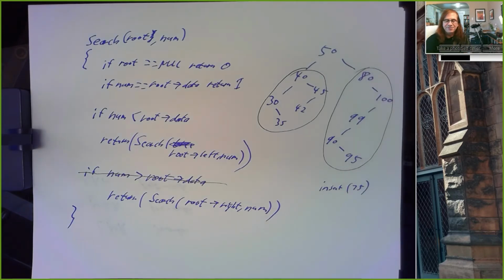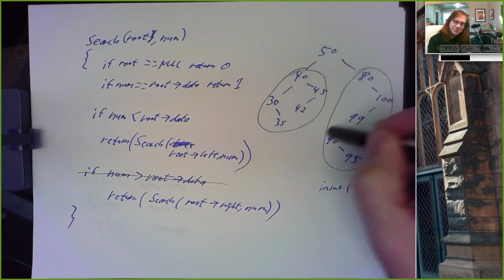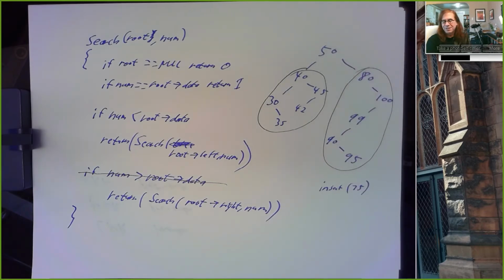So that was an iterative algorithm, and it basically bounces down just like we're searching for something. But when we get to the point where we would normally give up on our search, we go ahead and add our thing there.